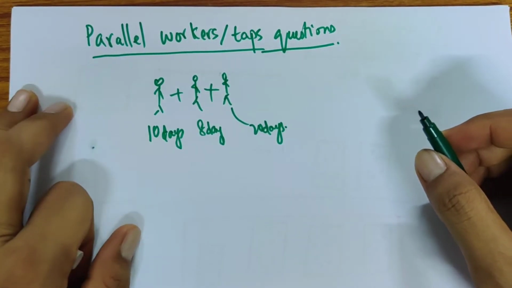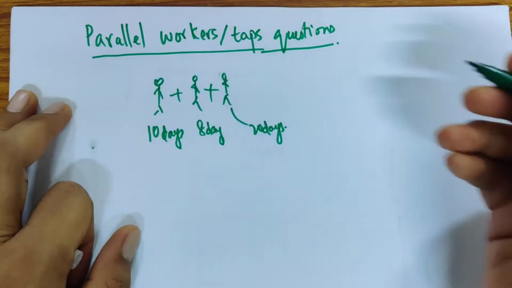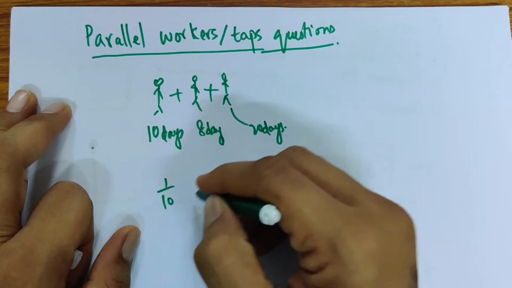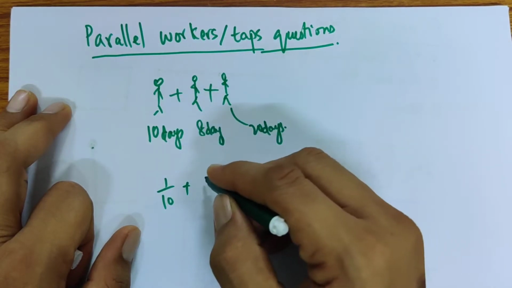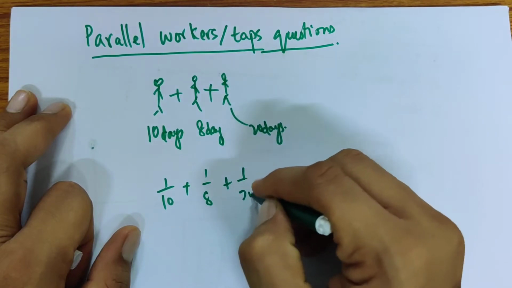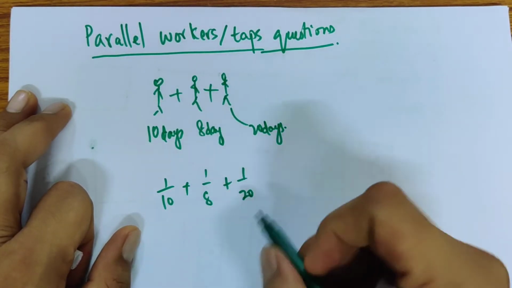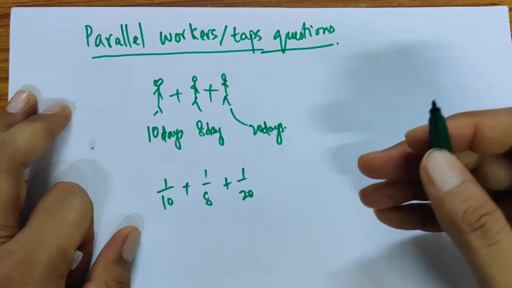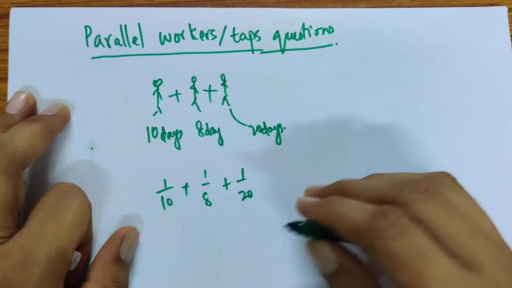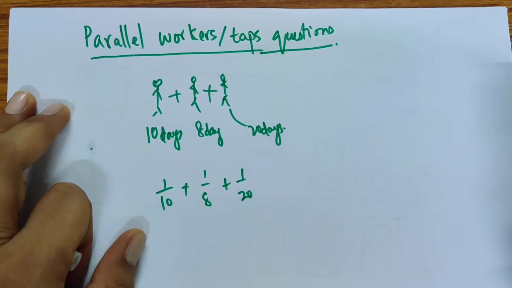So most of the time we solve it by saying, okay, let's say the work is a unit work. So how much work will get done in one day is 1/10. How much work will get done by this person is 1/8. How much work will get done by this person is 1/20. Then you take the LCM, of course you add them together, then you flip them around and so on. But some children have difficulty with fractions and addition, it gets confusing.